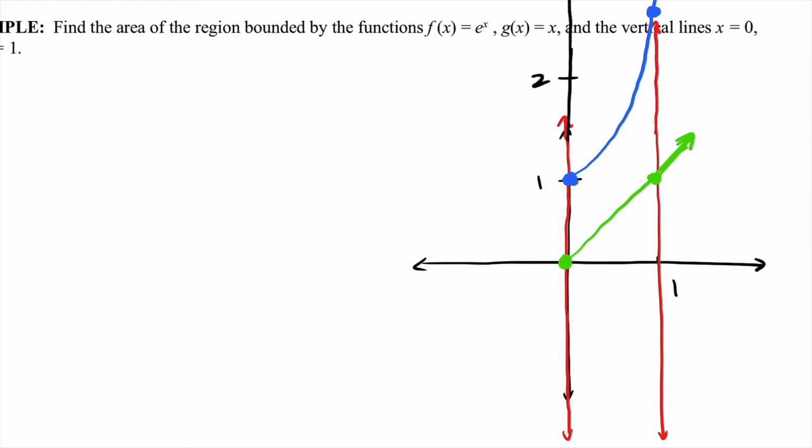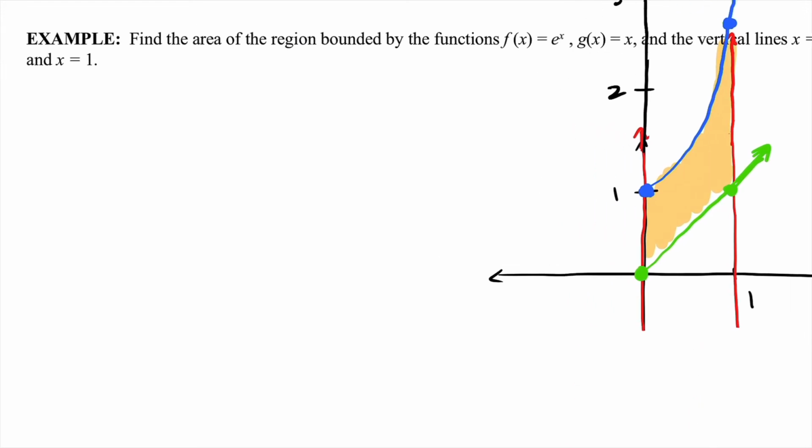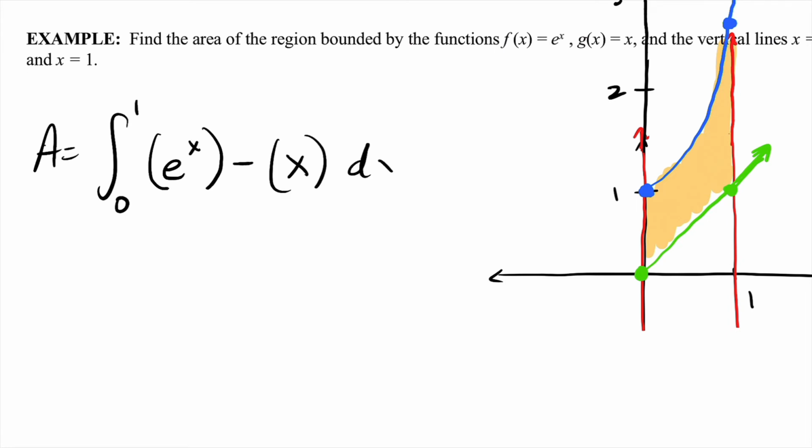So it looks like the area in between is going to be right here. That's where the area in between is. So I don't need anything below because something happens below. It looks like our bounds are 0 to 1. e to the x is the top function minus x dx.